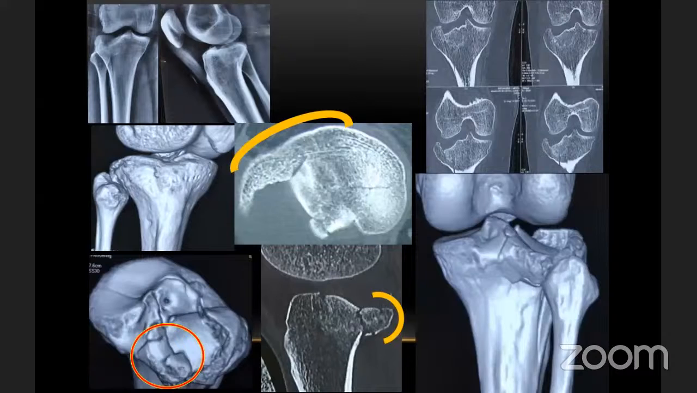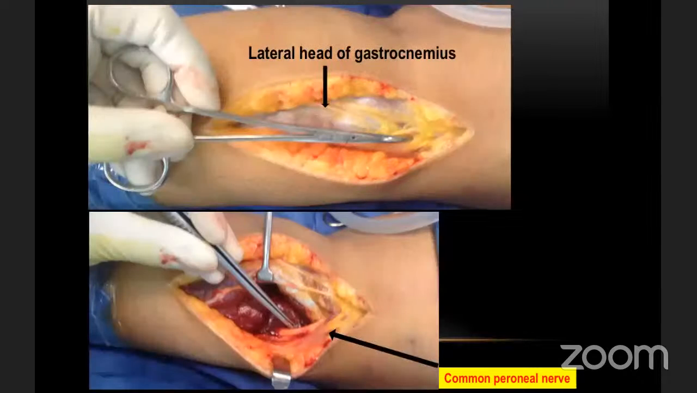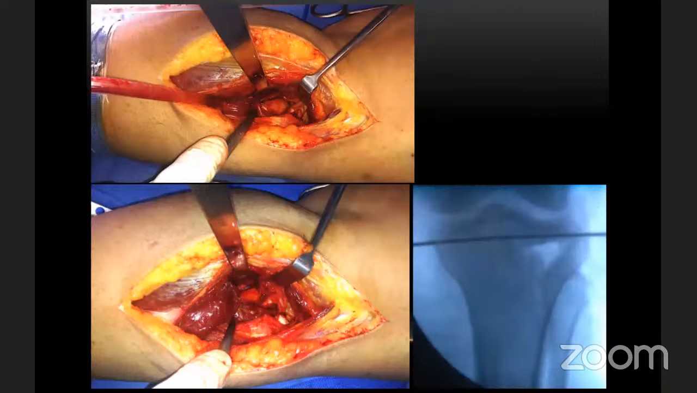Another case, again there is a posterolateral condyle, 2 pieces are there. There is a split, and there is no anterolateral condyle fracture. So again there is a marking. Now fibula head and popliteal crease, and that is the incision behind the fibula head. Common peroneal nerve located, lateral gastrocnemius is retracted and dissected. You can see the anterior tibial artery again going in the interosseous space between the tibia and fibula proximally, and that's the elevated condyle with the K-wire in place.